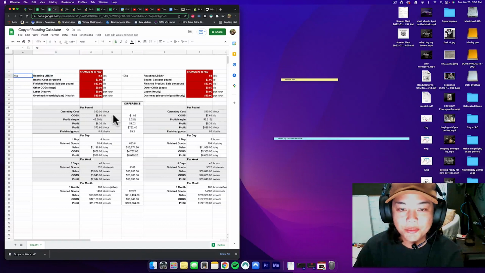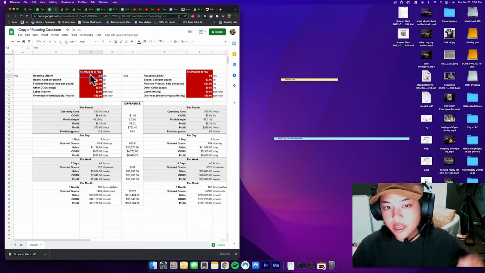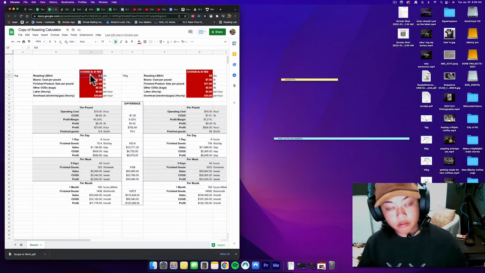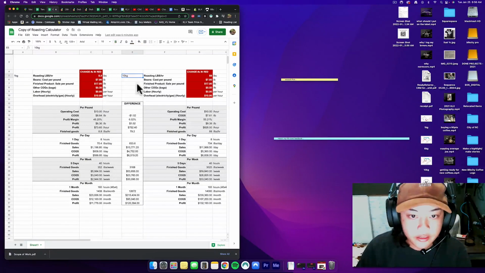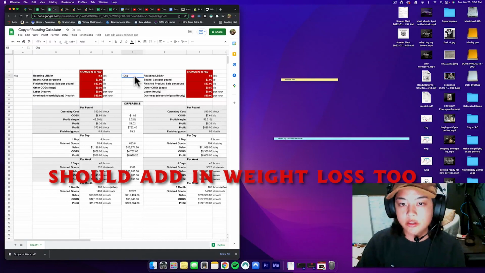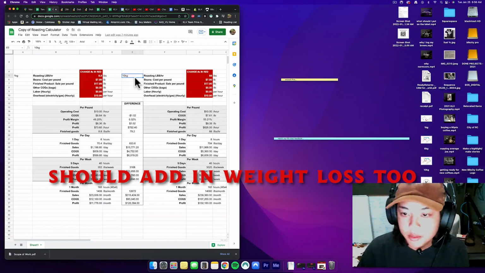All right, so this is my little breakdown. This is my 1 kilogram machine. I can roast 8.8 pounds of coffee in an hour if I run full batches. And here I started to put in, well, what if I upgraded to a 10 kilogram machine? How much money could I make? How much profit could I make?